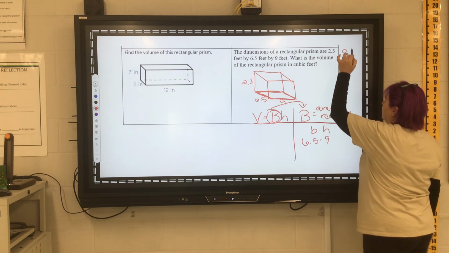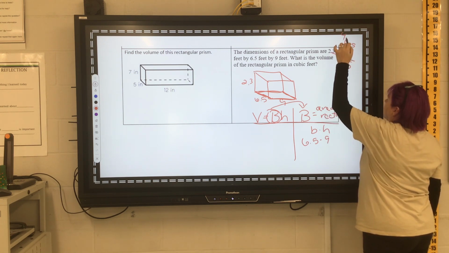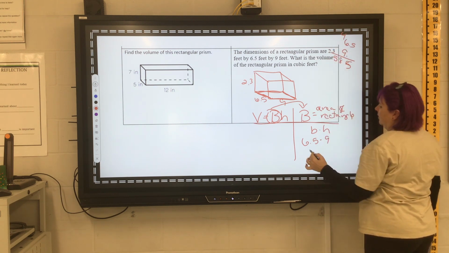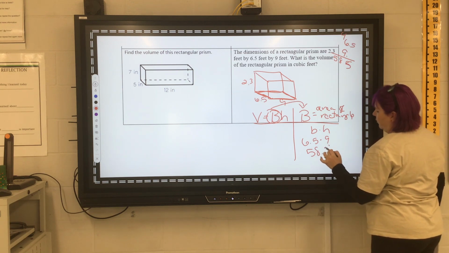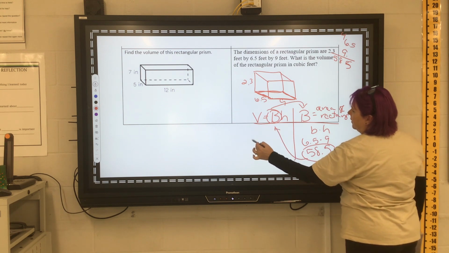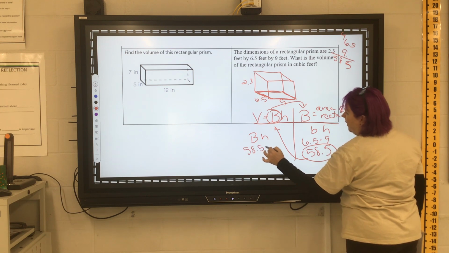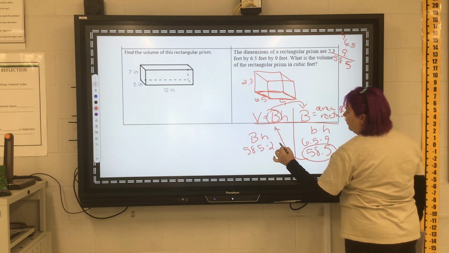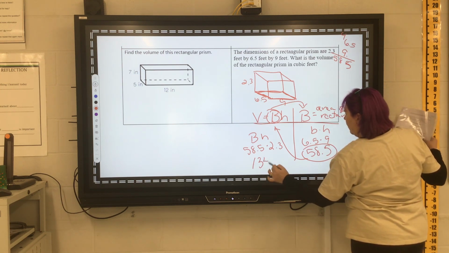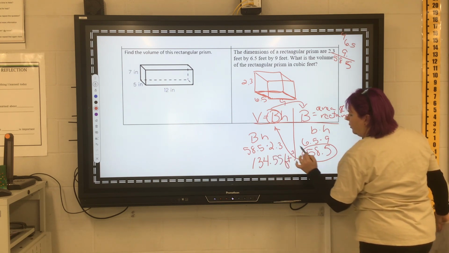And 6.5 times 9 is 58.5. And then I'll take this number, put it back up here, and so I have B times H, so it's 58.5 times 2.3, and it comes up to be 134.55 feet cubed.